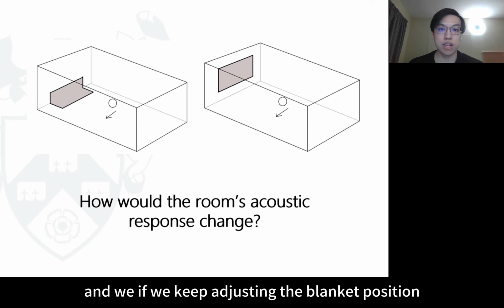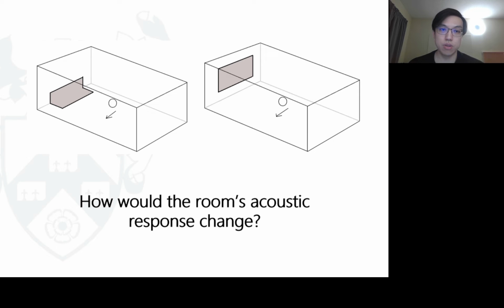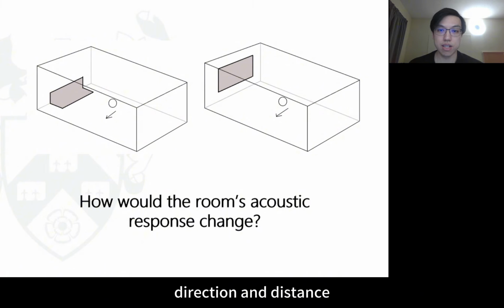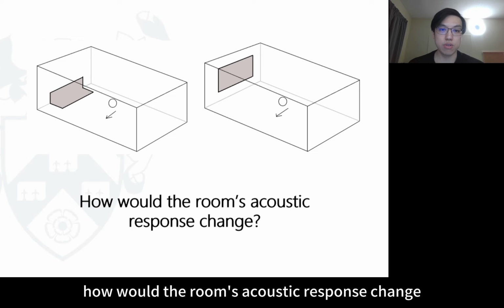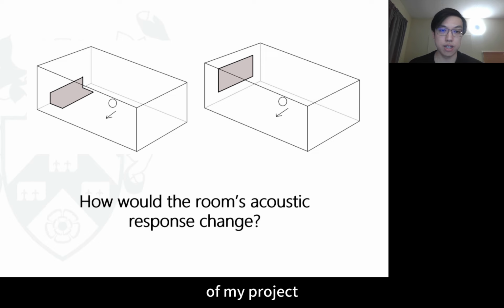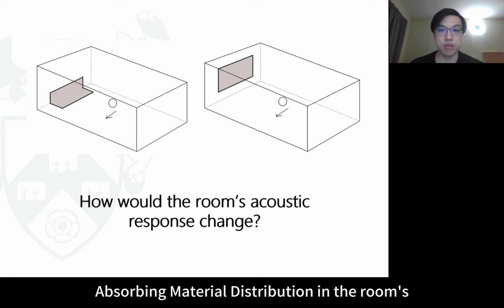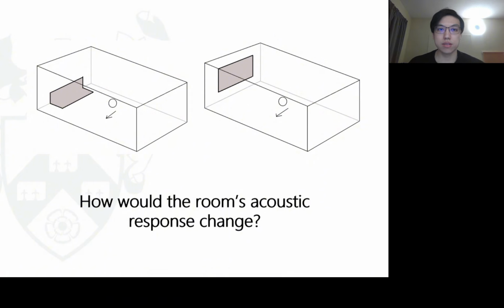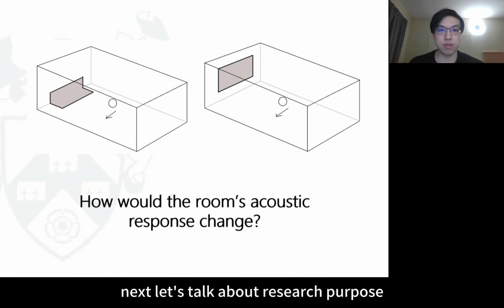And if we keep adjusting the blanket position while allowing the ball to move through the room at a consistent speed, direction, and distance, how would the room's acoustic response change? And this brings us to the central research question of my project: influence of sound absorbing material distribution on the room's acoustic response to moving objects. Next, let's talk about research purpose.